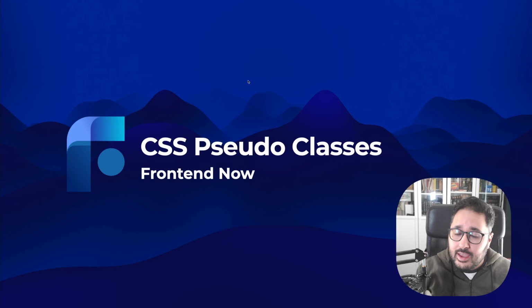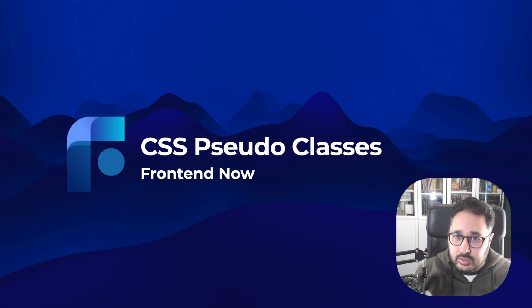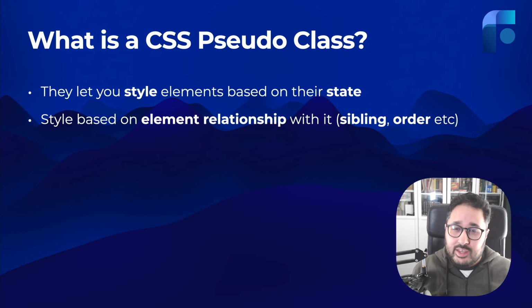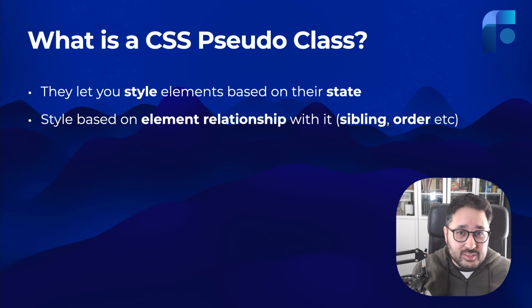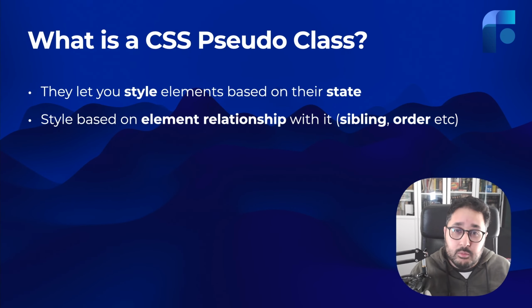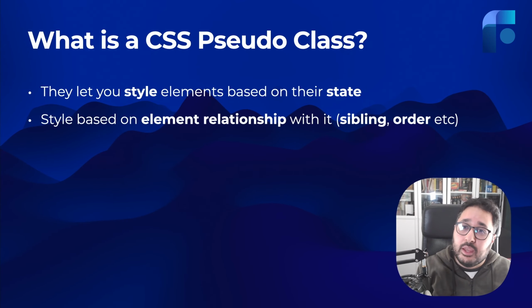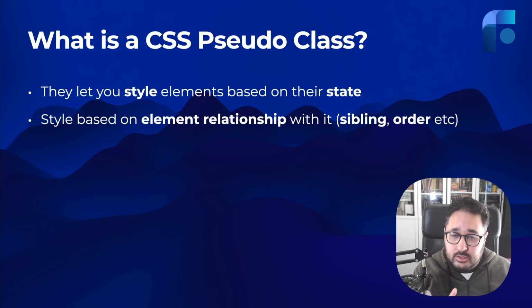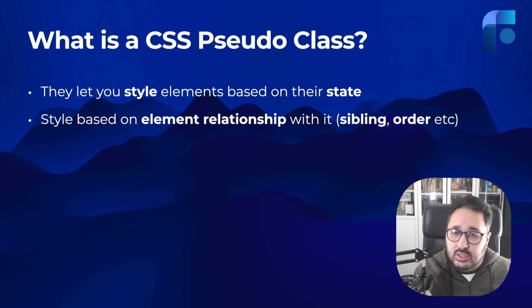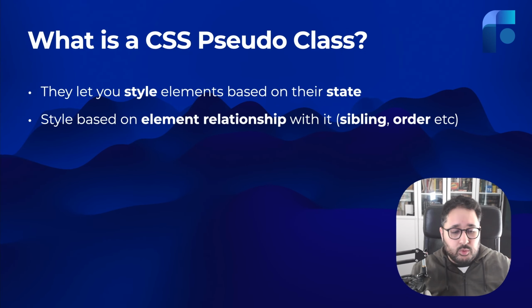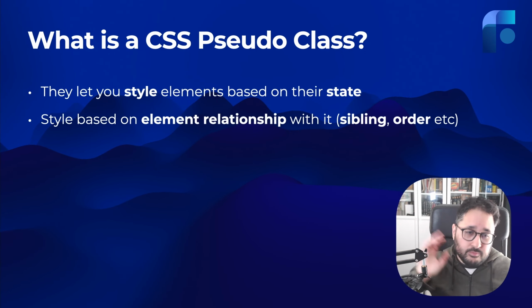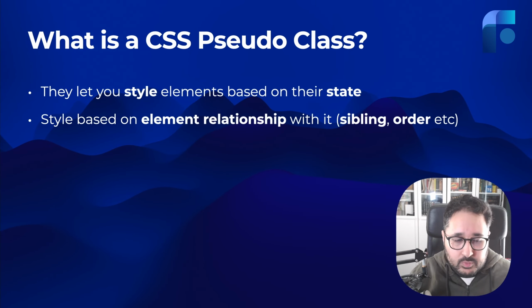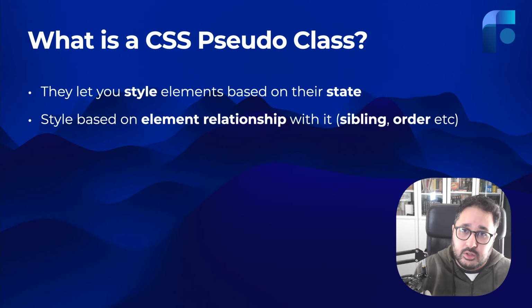Now a really handy thing to learn is CSS pseudo classes. Let's go take a look at what those are. Now you're probably wondering what actually is a pseudo class. It kind of sounds complicated, but that is the furthest thing from the truth. So the best way to sum up pseudo classes is looking at the two main ways that you can use them. The first one is to style elements based on their state. So whether you're hovering over something, whether you're focusing on something, that kind of state. So basic interactions.